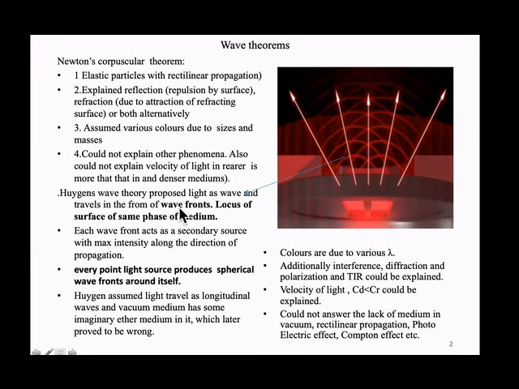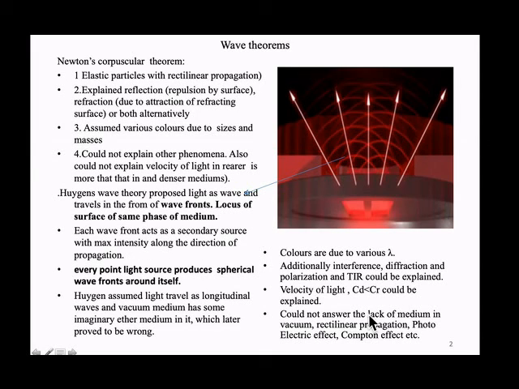The wave front moving as a secondary source was correct. He was also the first person to express that colors are due to wavelength. Different wavelengths have different colors. Additionally, he could explain interference, diffraction, polarization and total internal reflection with this theory.